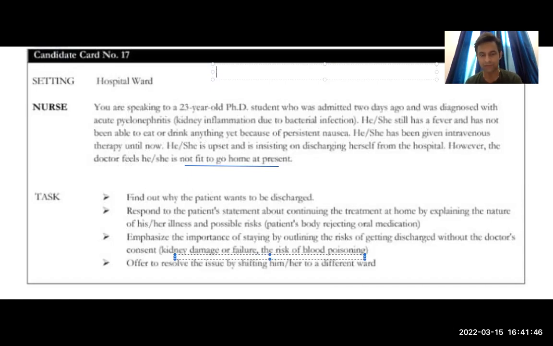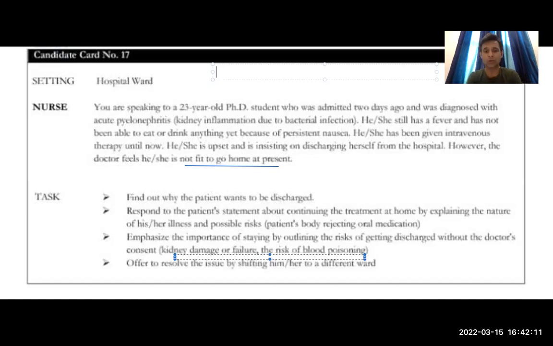So I can see from your case notes that you have been admitted to our hospital 2 days ago with kidney inflammation due to bacterial infection. Am I right? Yes, nurse, you are right. Okay. So we can also see that you are still having fever and you have not been able to eat or drink because of persistent nausea. Am I right that you are still having nausea? Well, yes, nurse, that's right.